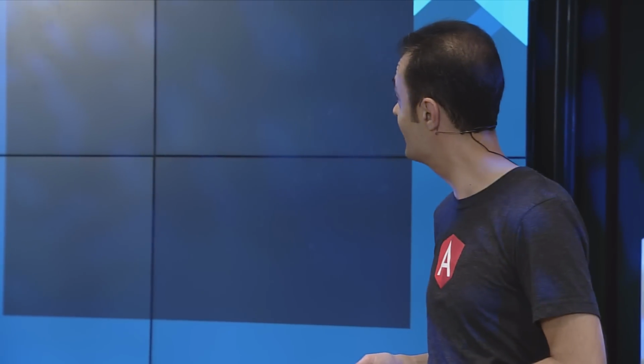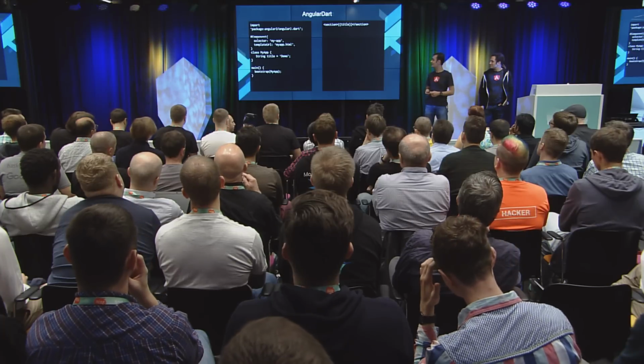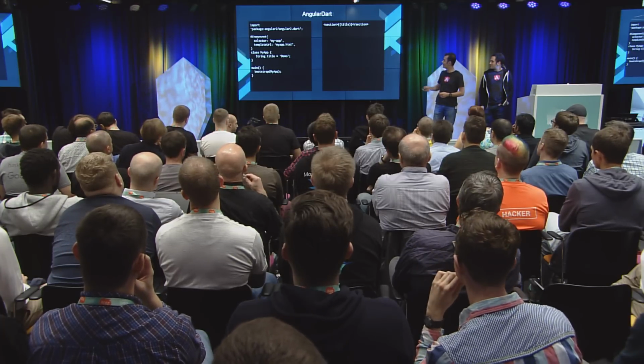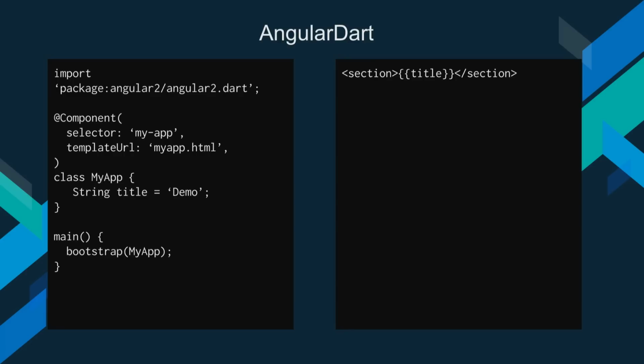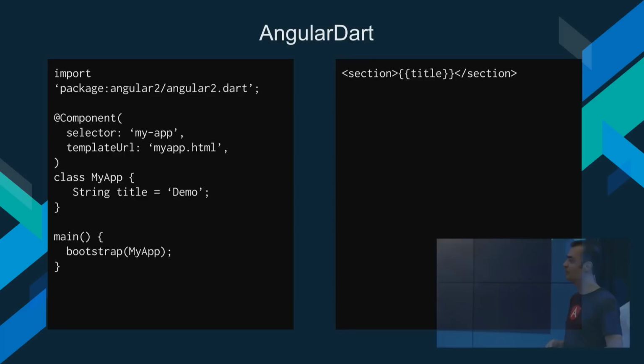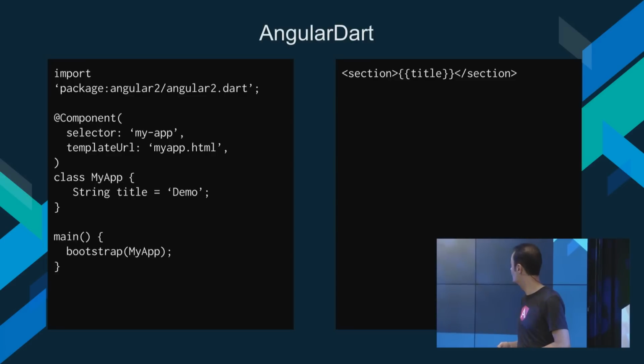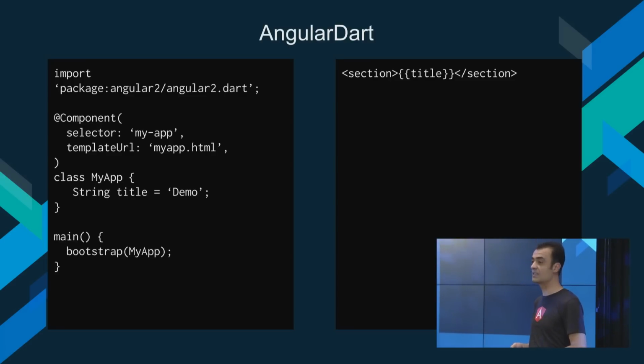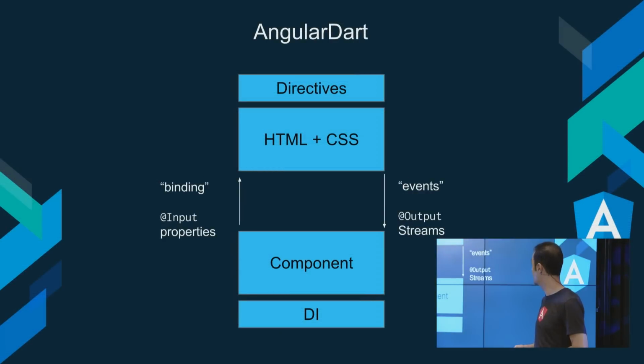And this is a typical Dart app. Basically, you just import the library and set up your component. In this case, I have a single property I'm binding to. And then you bootstrap your app, and you're up and running. So people love how easy it is to get started in Angular Dart and start building web applications.